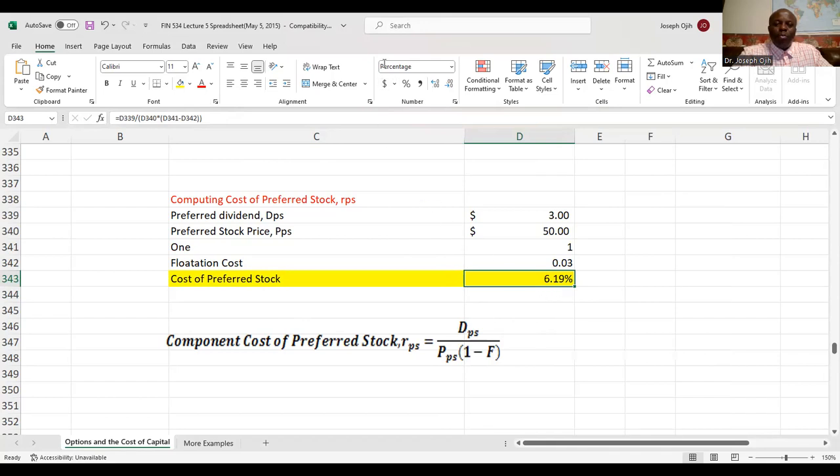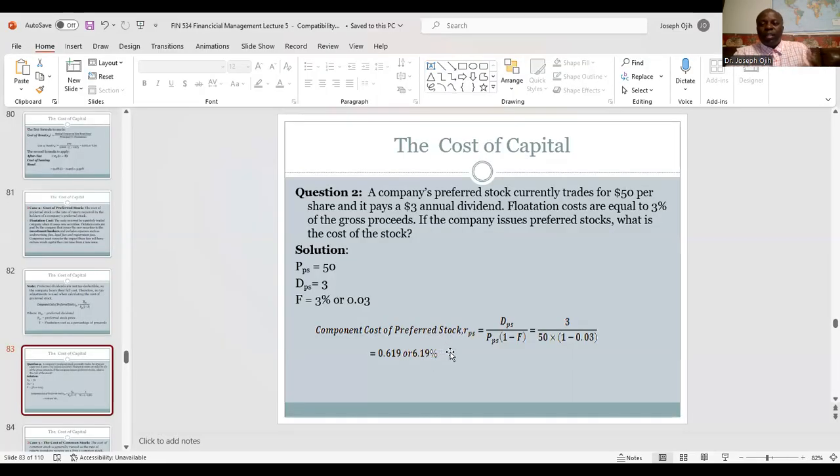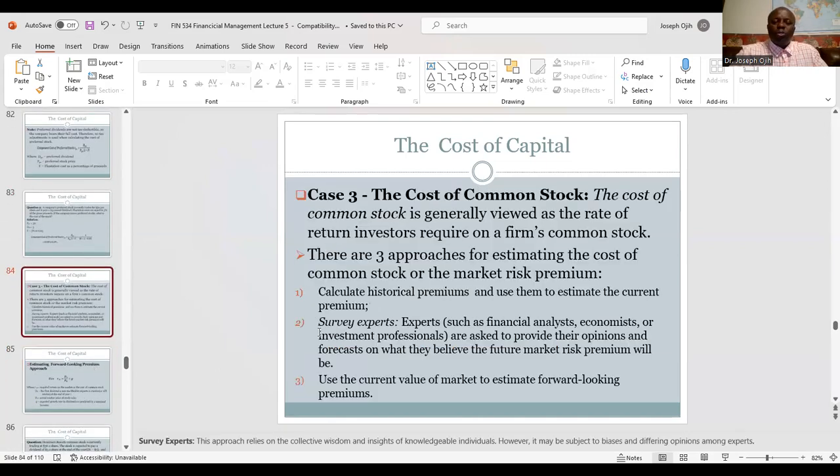And I have it done as well in my PowerPoint presentation, so that if you want to use the calculator, you can also use the calculator to calculate it. Okay. So now that is for cost of preferred stock. Now let's look at the cost of common stock, or what we call common equity.